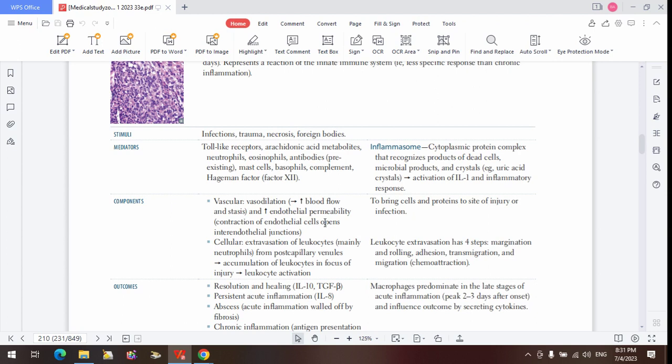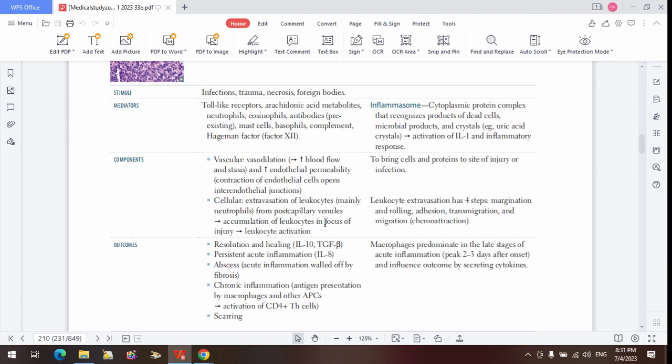So the vascular response first: there's vasodilation from elaboration of histamine from the mast cell, bradykinin, and nitric oxide from the macrophages and the dendritic cells, so that you can have more blood flow to that area to deliver more blood cells. Then those macrophages that get to that area will release some cytokines, like TNF and interleukin, that will activate the nearby endothelial cells.